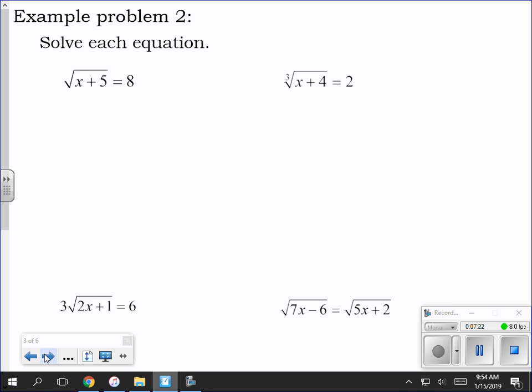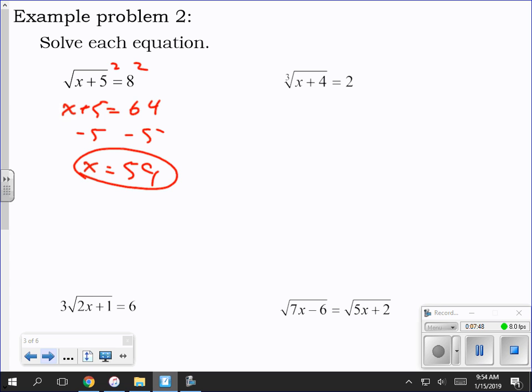So the square root of x plus 5 equals 8. I have the square root by itself, so my first step is to square both sides. And I get x plus 5 equals 64. Subtract 5 from both sides, x equals 59. And then I want to check that answer. So I take 59, plug it in for x. 59 plus 5 is 64. Square root of 64 is 8. That one's good, so that one works.